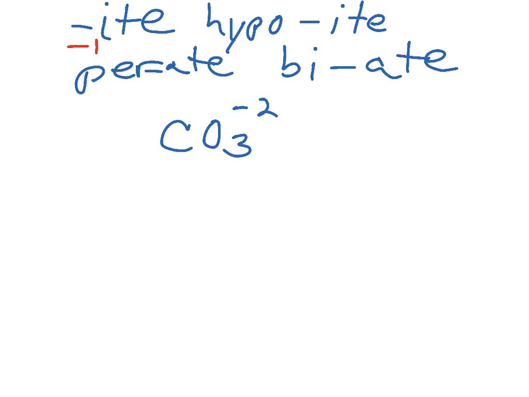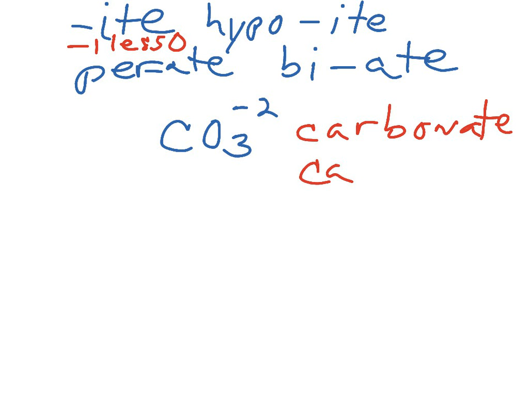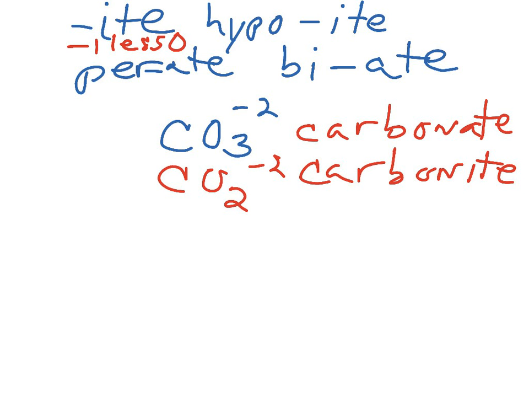So it doesn't matter what the formula is of the ate, it's always going to have one less oxygen to go to the ite. So this is carbonate, and if we want carbonite, we would simply take away an oxygen. So we would have CO2. You don't ever change the charge, so you need to know the charges, and then they just carry along.